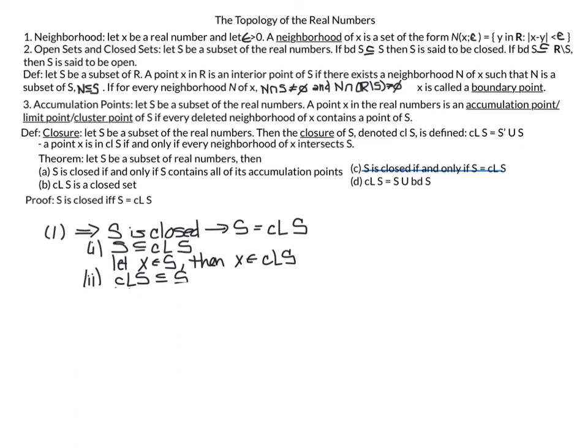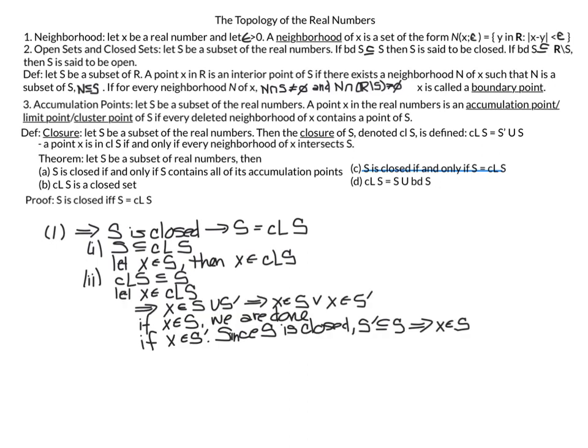And for S is a subset of the closure of S, we're going to let X be in S, and then by definition of closure, since the closure is equal to S union S bar, X is in the closure. So that one is already done. For the second part, if X is in the closure of S, that means X is in S union S bar. So either X is in S or X is in S bar. If X is in S, then we are done. If X is in S bar, since S is closed, that means S bar is a subset of S, which means that X is in S.